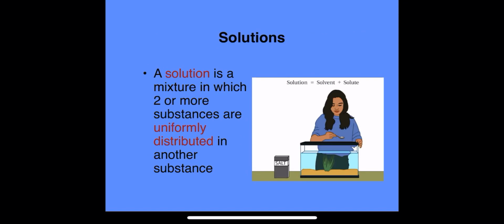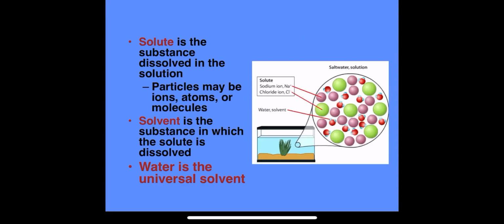A solution is a mixture in which two or more substances are uniformly distributed in another substance, while solute is the substance dissolved in the solution. This includes particles, which may be ions, atoms, or molecules. Solvent is the substance in which the solute is dissolved, while water is the universal solvent. So the figure here shows you the solute, which are the ions of sodium and chloride, with water as the solvent, so it becomes a salt water solution.